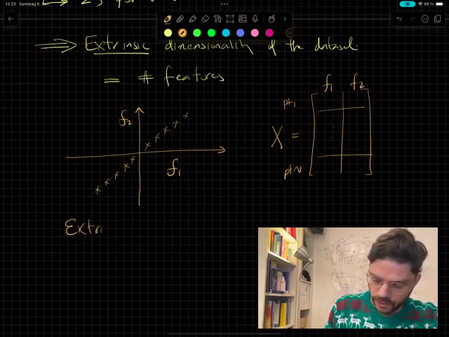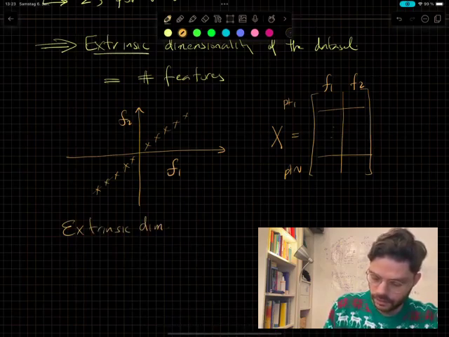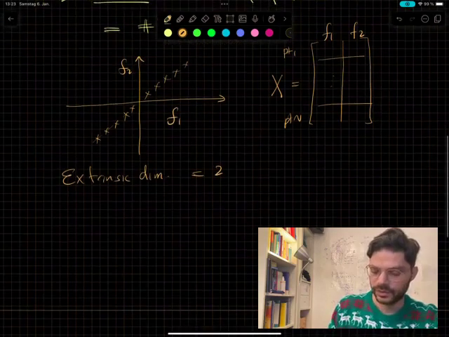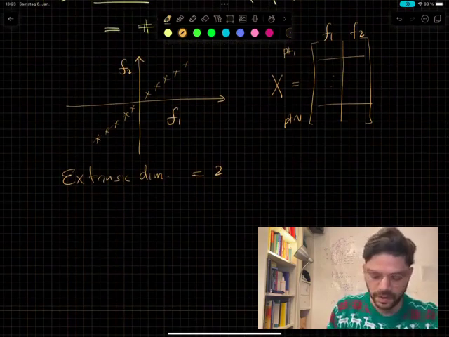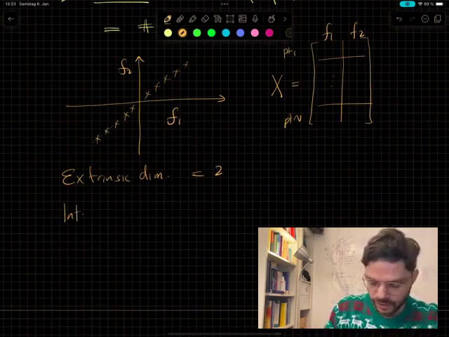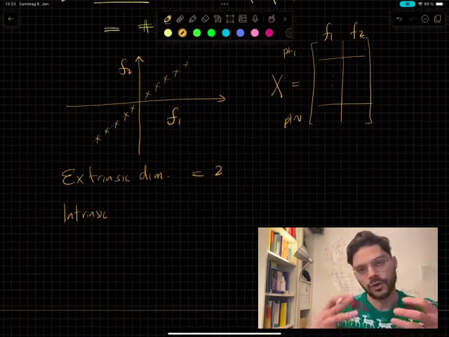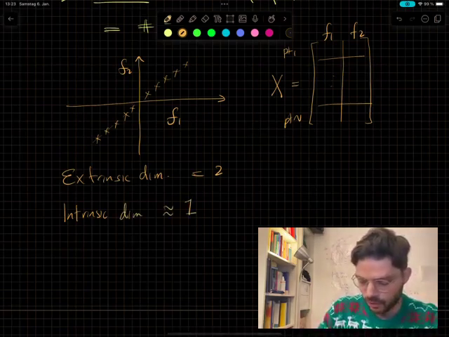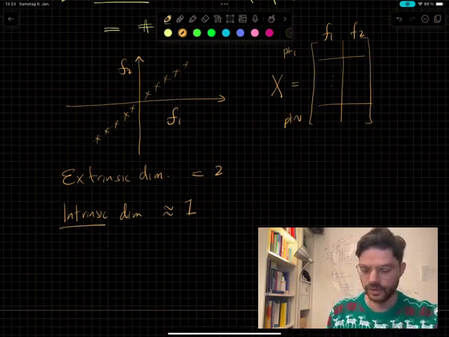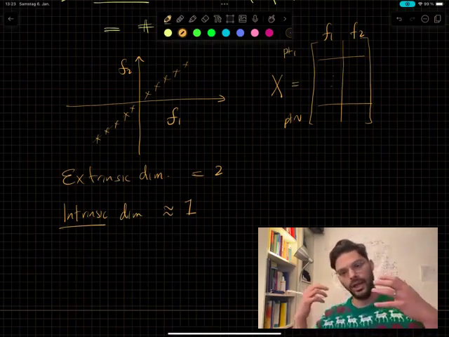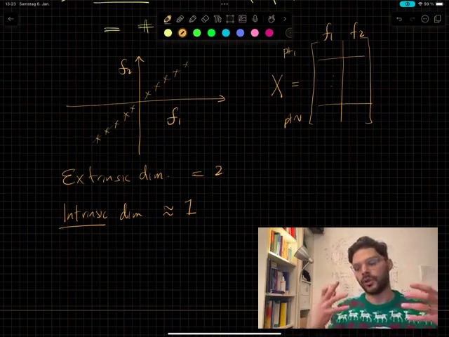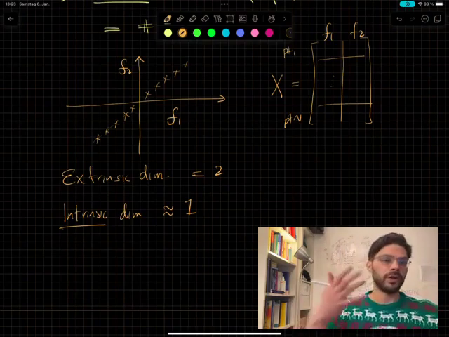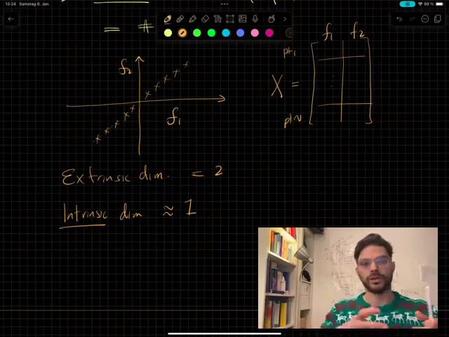So extrinsic dimensionality would still equal 2. But the intrinsic dimensionality, the dimensionality of the set that the data occupy, should be equal to 1, right? That of the line. So there is a notion of the intrinsic dimensionality, which is where the data actually live, versus the extrinsic dimensionality, which is however many coordinates you're using to specify them.